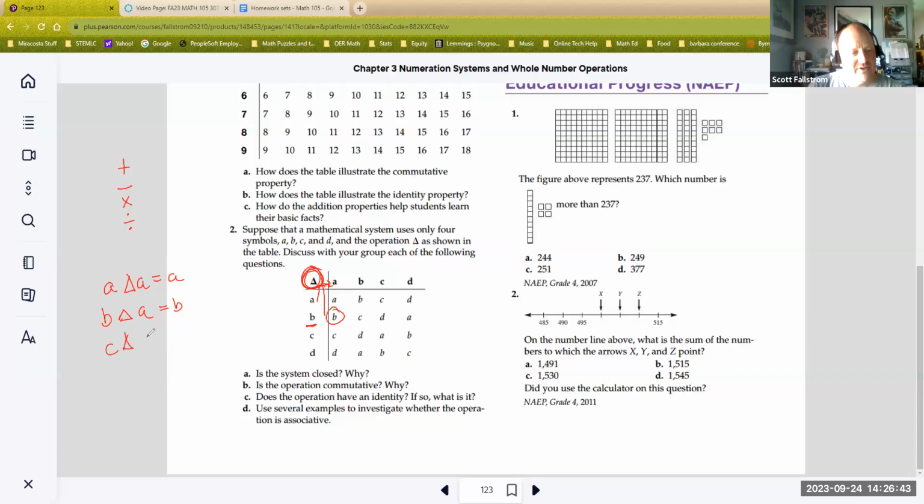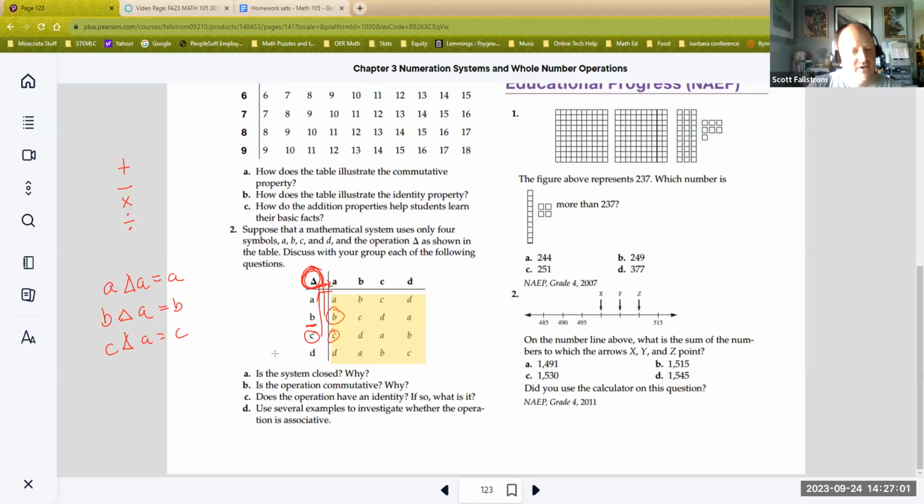C triangle A is C. And I can see that right here. Here's C, goes up to A, and I get C as my output. So just like when you were doing your math growing up, the outputs are sitting here in the middle. Those are all the outputs. And so you kind of go over for rows and columns.